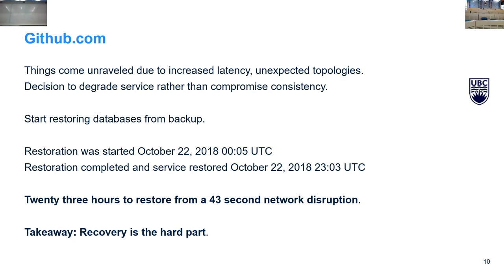They started the restoration shortly after midnight, UTC. So in the very early hours of day in Europe, October 22nd, they'd still be on, no, they actually would be on standard time. They move off of daylight time in mid-October. We do it in November. It took them 23 hours to restore the data from a 43-second network disruption.